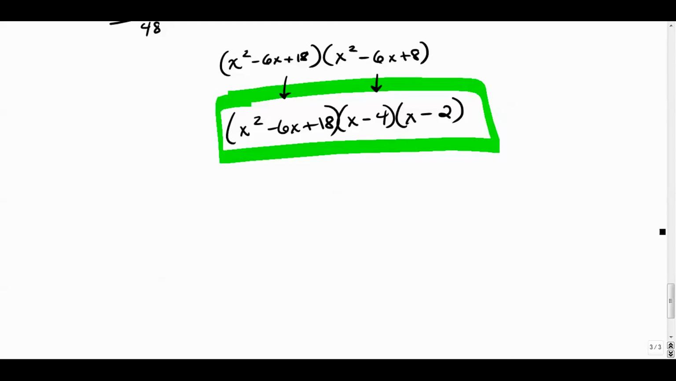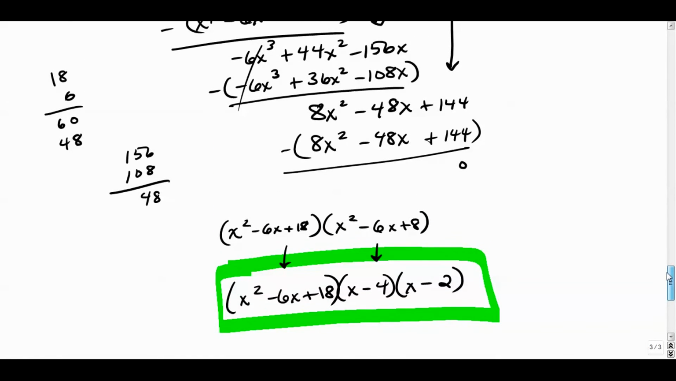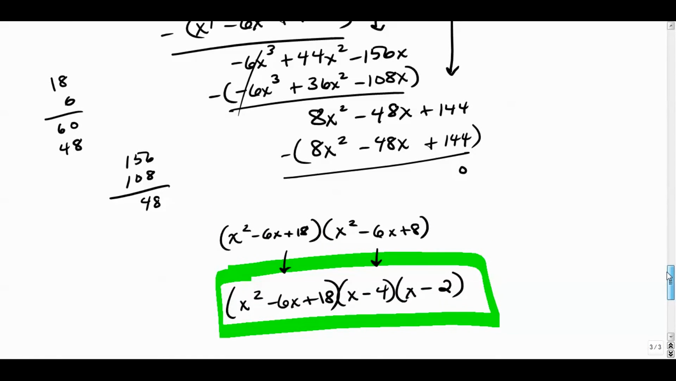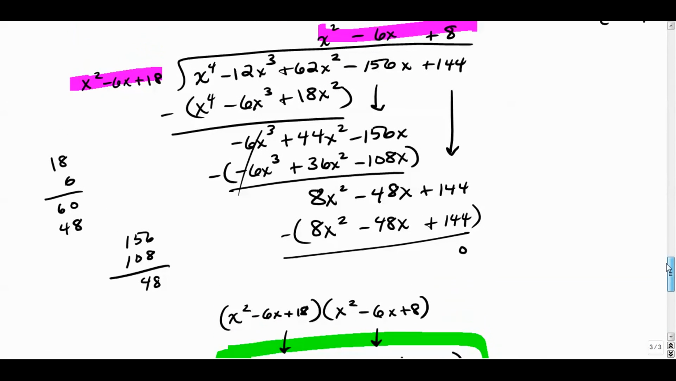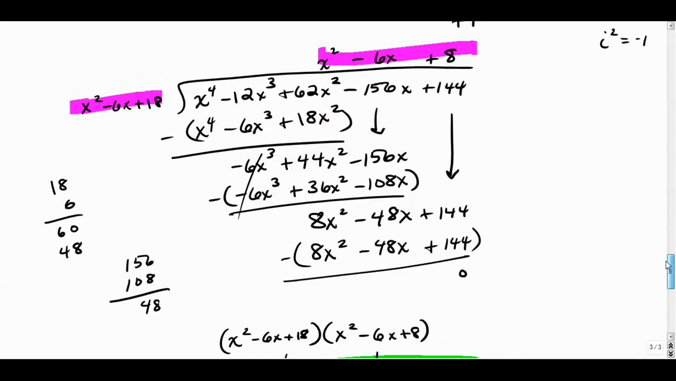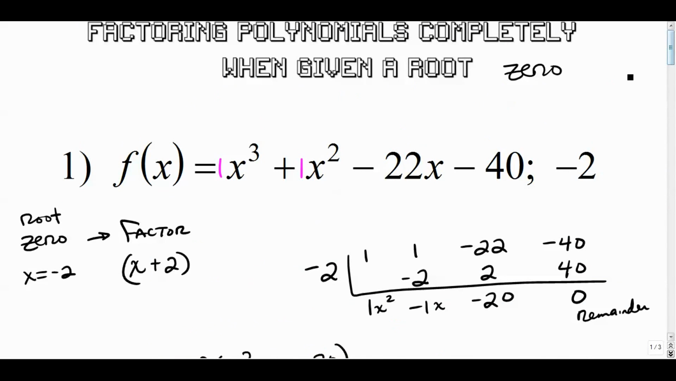So there you go, 20 minutes, 3 examples. I hope it helped. In the future we're going to sometimes go backwards. I'm going to give you some factors, a bunch of roots, and you're going to give me the equation that it started as. So there you go, there was factoring polynomials when given a root. Thanks for watching.